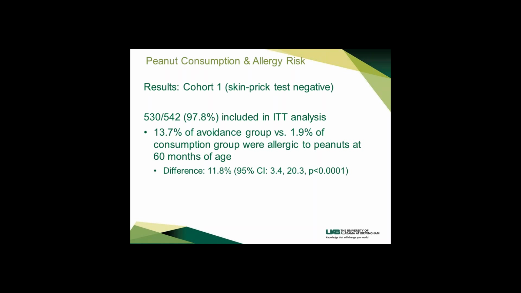What they found was actually fairly striking, and it's getting a lot of press. I heard about it before I found the paper. 13.7% of the avoidance group developed an allergy versus 1.9% of those that consumed peanuts. So by age 60 months, there was an absolute difference of 11.8% with a confidence interval of 3.4 to 20.3%. What we'd be looking for is whether this difference is different than 0. And that confidence interval doesn't overlap 0. We also have a p-value that's quite small.